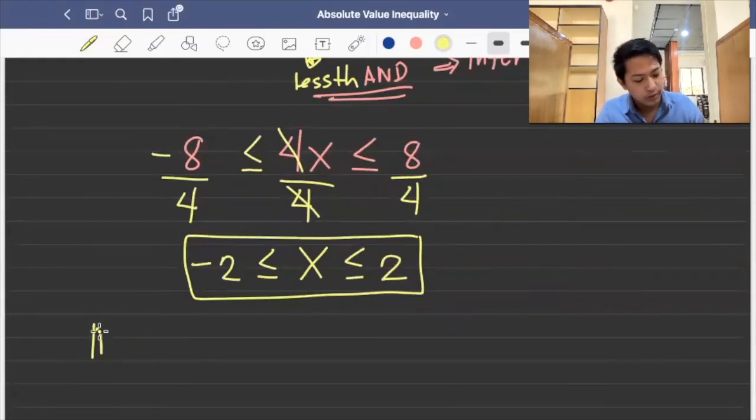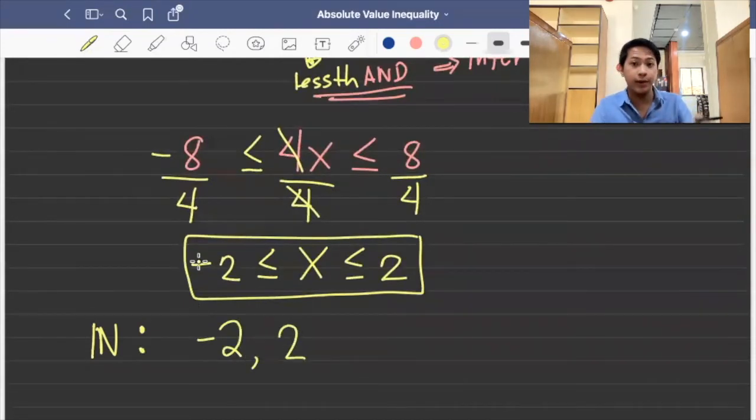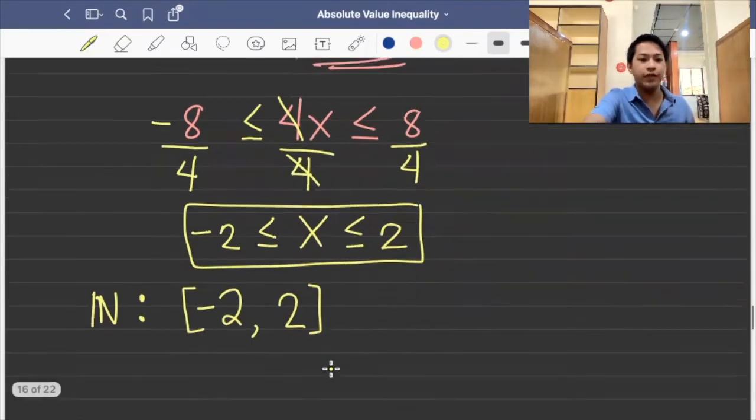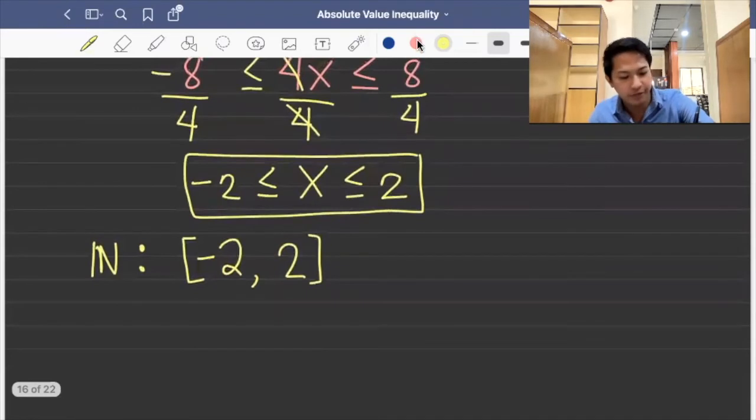And we have to express this in interval notation. Since this is an intersection, x is greater than or equal to -2, but less than or equal to 2. So we have -2, 2, and we have to enclose them by what? Parentheses or brackets? That is brackets. So we're going to enclose both of them by brackets because both numbers, the -2 and 2, are included in the solution set. Okay, so we have our interval notation and we're going to graph it.